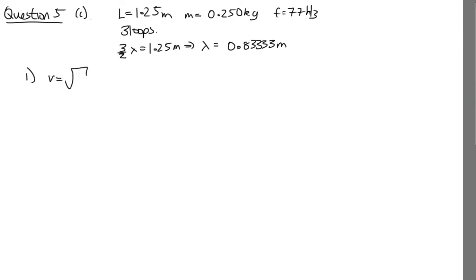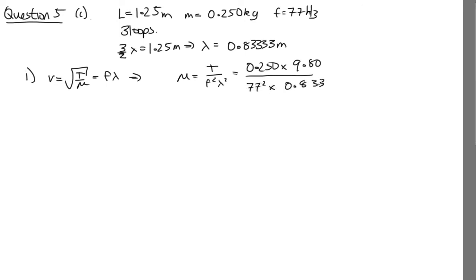And the first part asks us to calculate the mass per unit length. So we know that v is equal to the square root of T on mu, and it's also equal to f lambda. So rearranging this, we end up with mu is equal to T over f squared lambda squared, where T is the tension, so that's mg. So it's 0.250 times 9.80 over f squared, which is 77 squared, times 0.8333 squared. And so solving this one, we end up with 5.95 times 10 to the minus 4 kilograms per meter. And so that is equal to 6.0 times 10 to the minus 4 kilograms per meter.